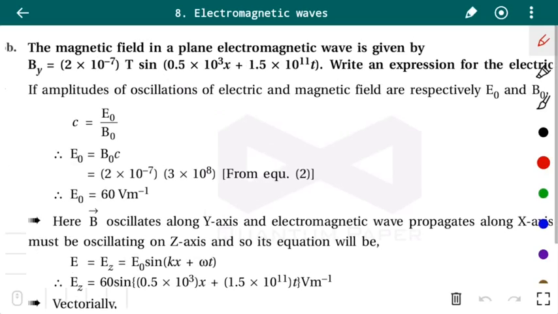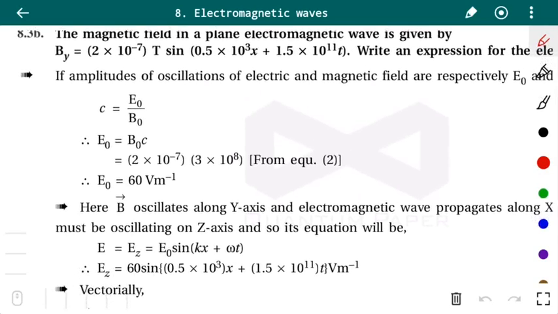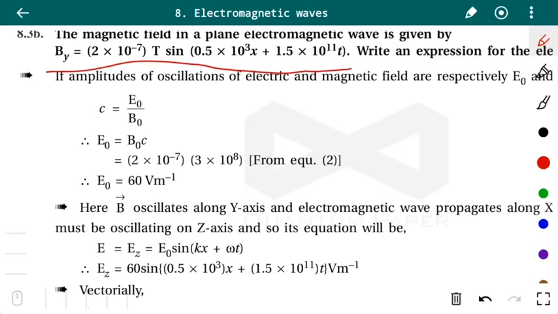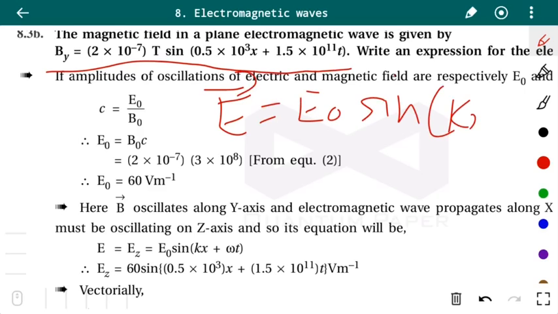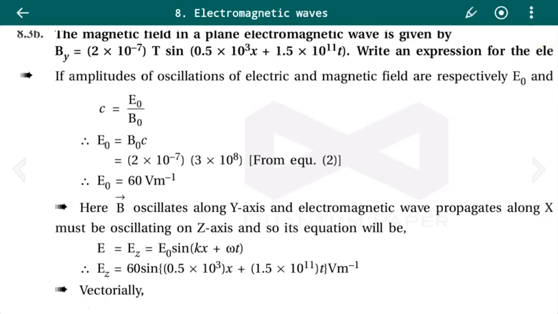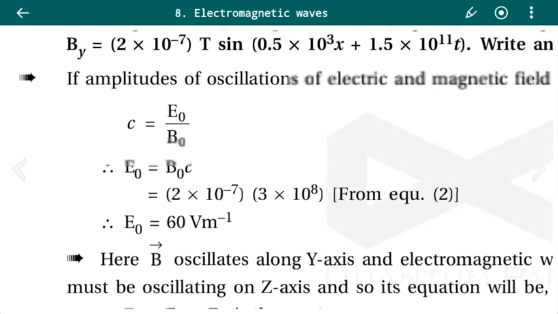The same way as we got the expression of the magnetic field, we can find the expression of the electric field. We can use the general equation for the E vector also. E vector equals E0 sine (kx plus omega t). Here kx and omega t are already given in this expression. We can use the same, but we need to find the amplitude E0, and for that we can use the equation C equals E0 by B0. Taking E0 as the subject, E0 equals B0 C.